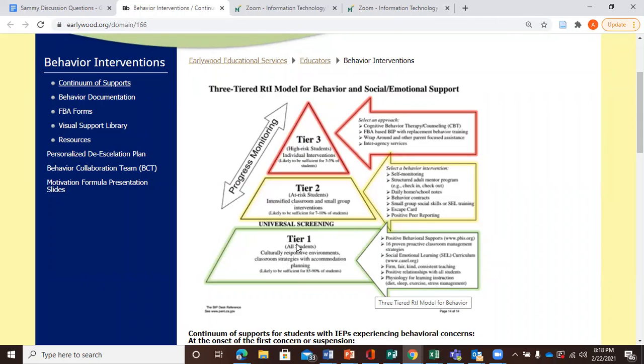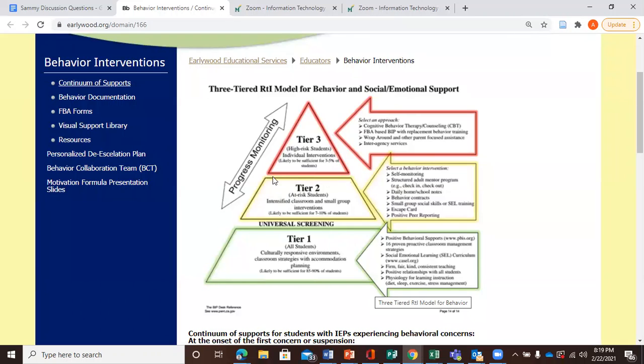So once we go up to a tier 2, these students are called at-risk students. So there's intensified classroom and small group interventions. So when we're thinking about this, we might be doing a structured adult mentoring program where we assign a student to a trusted adult, and they do a check-in in the morning and a check-out in the afternoon to see how their day was. You see that behavior contracts are within tier 2. You see small group social skills training. So these are things that we could think about in terms of Sammy, and we already know that Sammy did have a behavior contract.